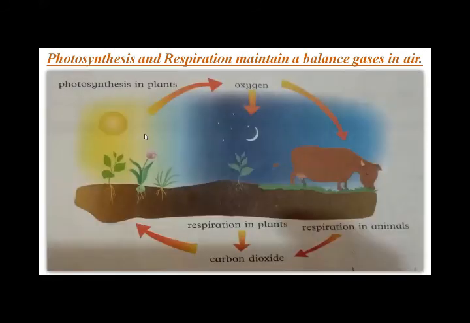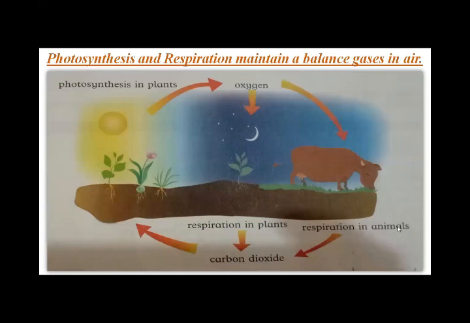This is the diagram which is present in your book on page number 35. So photosynthesis and respiration maintain a balance. How can we say that? There is oxygen. See, this oxygen is used by plants and animals as well for the process of respiration. Plants and animals use oxygen to respire, and they give out carbon dioxide. This one is the respiration process in the plant. At the end of respiration, carbon dioxide is given out.